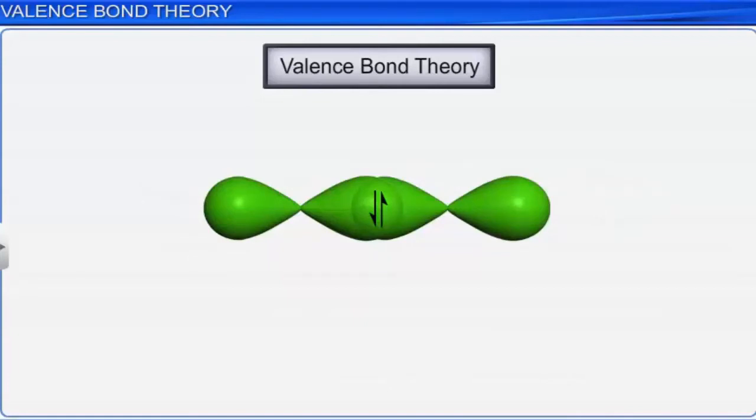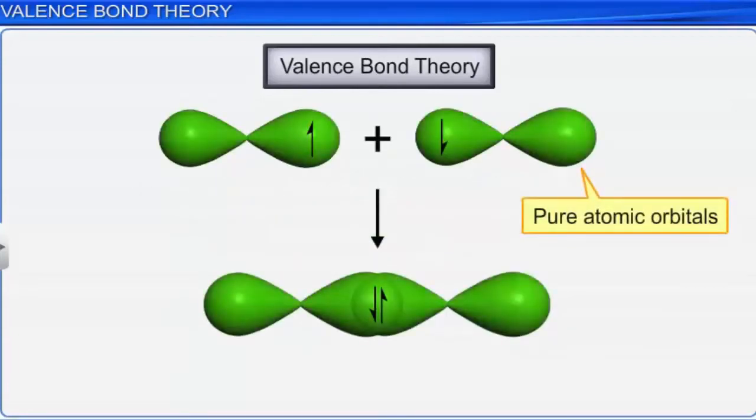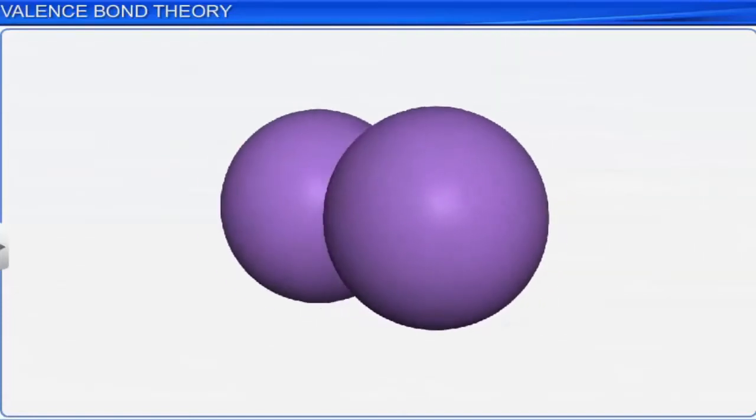Each of the overlapping orbitals contains an unpaired electron of opposite spin. The electron pair is shared by both the atoms. The strongest bond is formed when the orbitals of the two atoms overlap to the maximum extent. Let's explain the formation of hydrogen molecule on the basis of this theory.